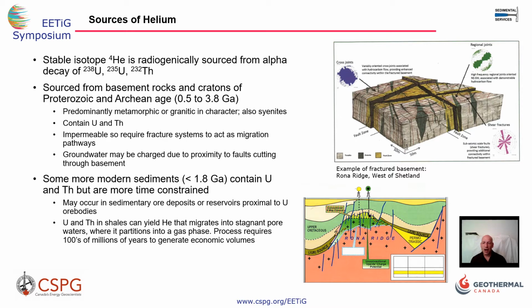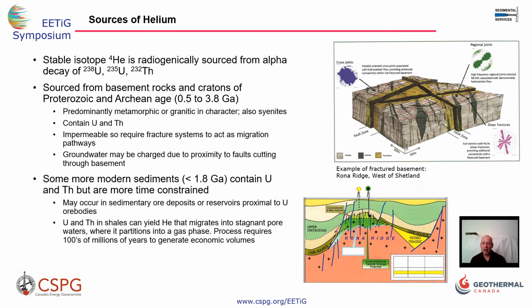And often groundwater is a conduit, and it can be charged due to the proximity to the faults cutting through the basement, and then it can migrate upwards. But then we can also have more modern sediments, less than 1.8 billion years old, which can contain uranium and thorium, but are more time constrained. And these are typically some sedimentary ore deposits or reservoirs, which may be proximal to uranium ore bodies, or may even contain uranium and thorium, something like pitchblende.